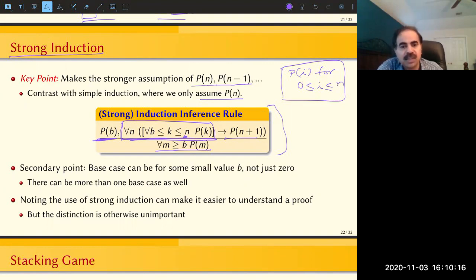So the distinction is not so fundamental. There is, in fact, a straightforward way to take a simple induction proof and convert it into strong induction, or a strong induction proof and convert it into using simple induction. So the distinction is not that critical, but it is useful to know.